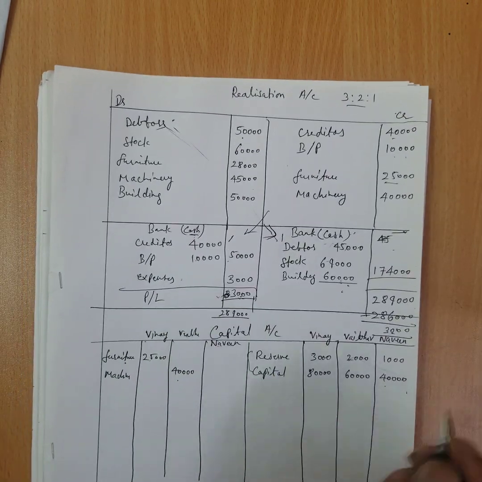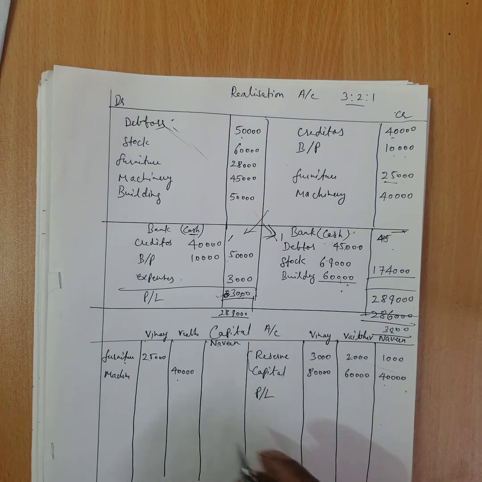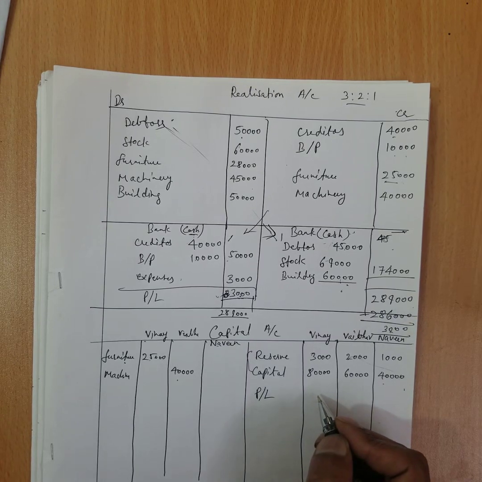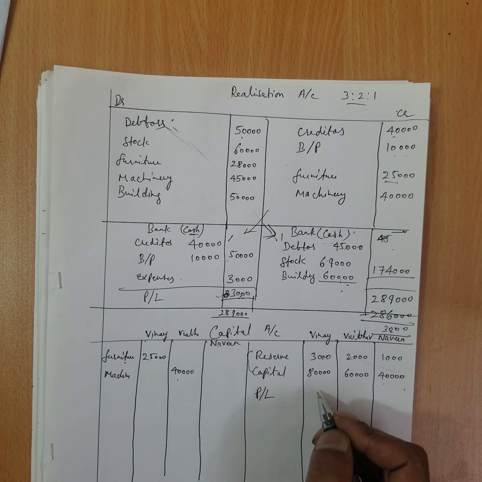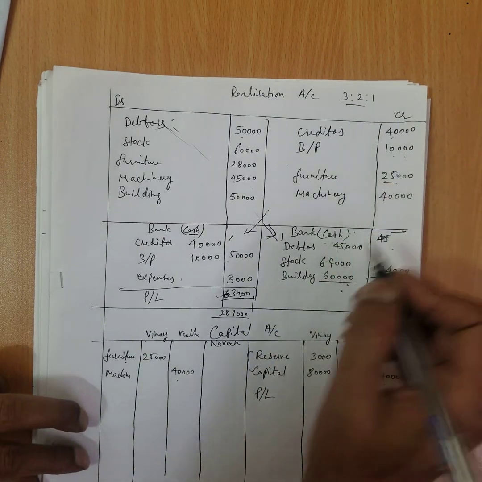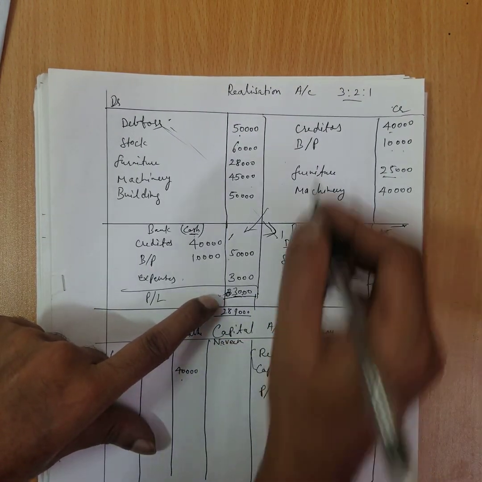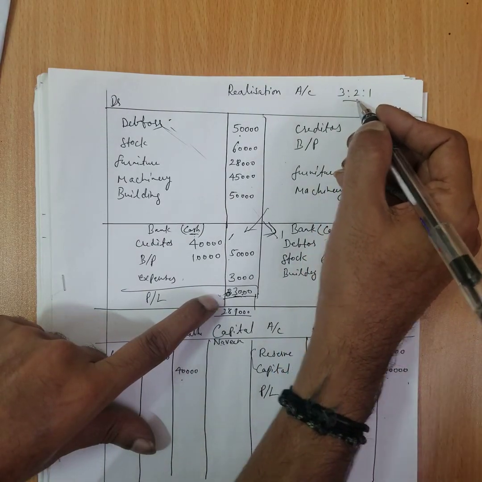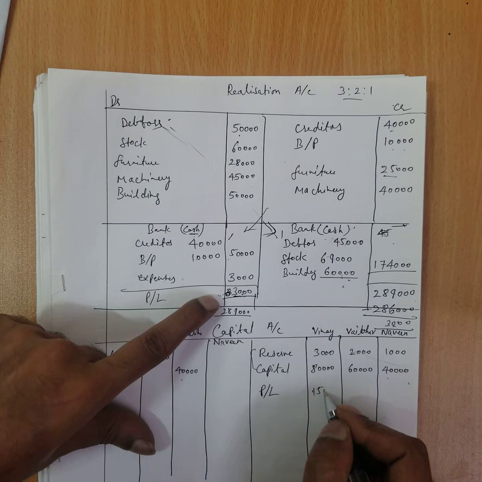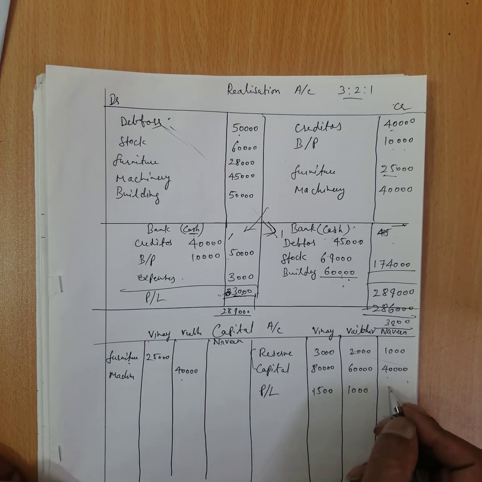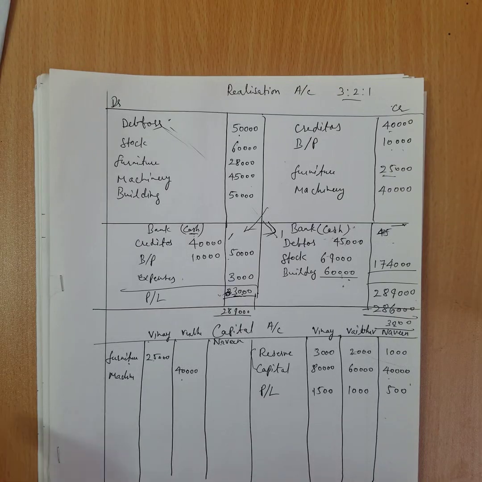This profit, according to the ratio, they'll share it. It will go to their capital accounts. That is 3:2:1. So this 3,000 rupees will go into their capital account according to the ratio 3:2:1. 1,500 for the first ratio, that is 3 ratio, 1,500. 2 ratio will come 1,000 rupees, and this will come 500.